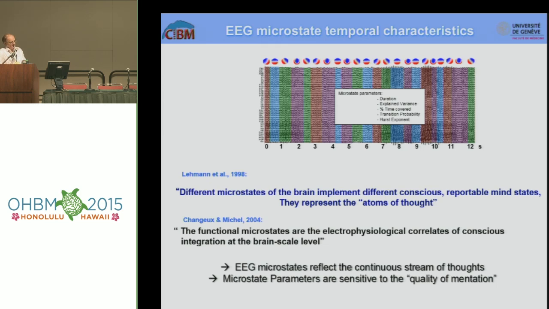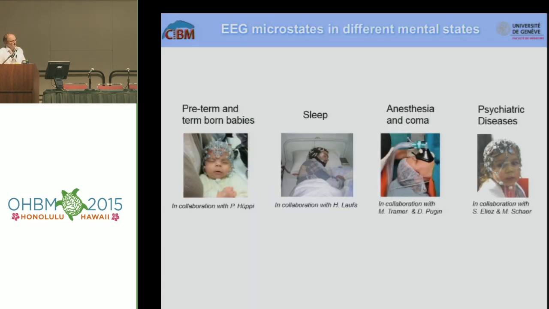So if these EEG microstates reflect a continuous stream of thoughts, then one would assume that microstate parameters, as I proposed there, such as duration, explained variance, and transitions between microstates, would change. The temporal dynamics of this structure changes when the quality of your mentation changes. For example, when you are just born, when you are in sleep, when you are under anesthesia or in coma, and of course in different psychiatric diseases with different mental disturbances.